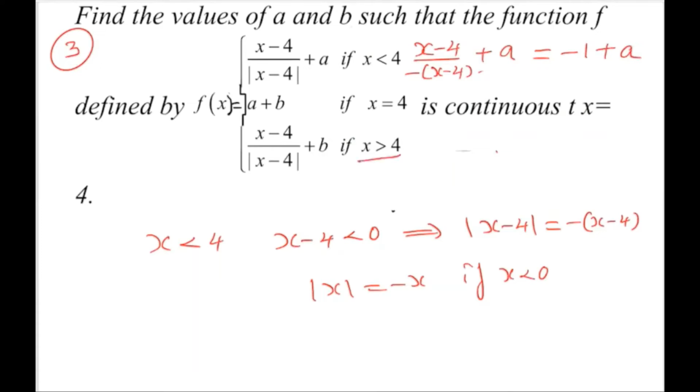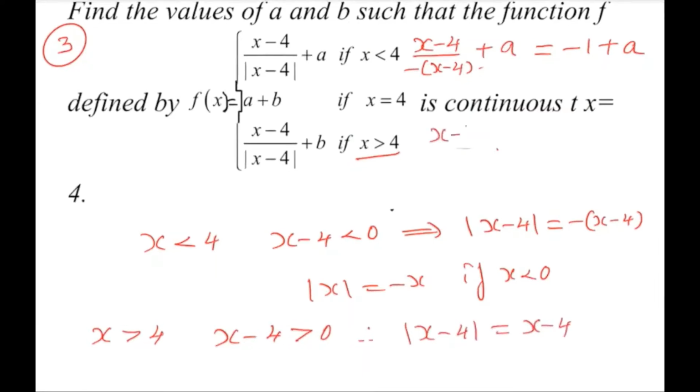Now, when x is greater than 4, x minus 4 will be greater than 0. And therefore, mod of x minus 4 is x minus 4 itself. So this takes the form (x minus 4) upon (x minus 4) plus b. That is 1 plus b. So when x is less than 4, the function is minus 1 plus a. When x is greater than 4, the function is 1 plus b.